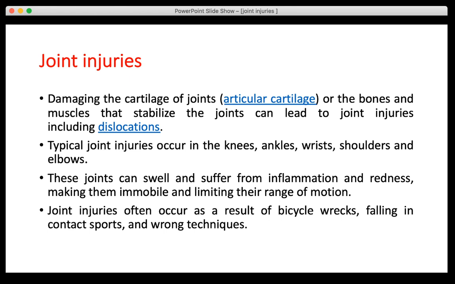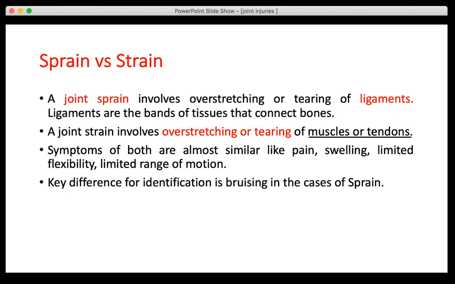Okay, so these are some of the introduction part of joint injuries which can happen in the games. So this is just a brief introduction. Now I'll differentiate between sprain and strain injury in your joints. One of the two happens during joint injury. Either sprain will be there or strain will be there most of the times. So what is the difference?